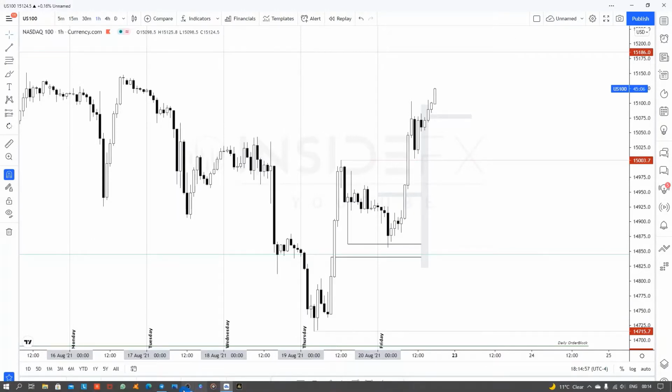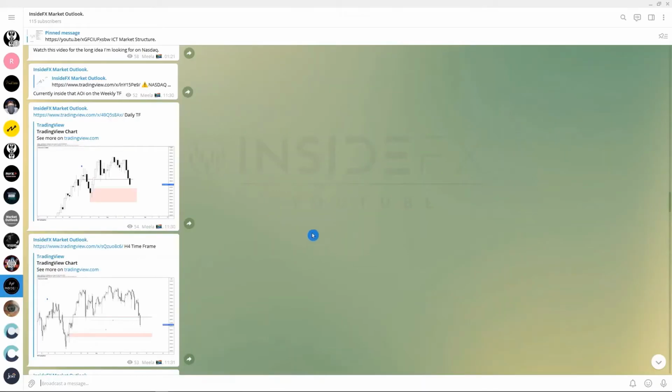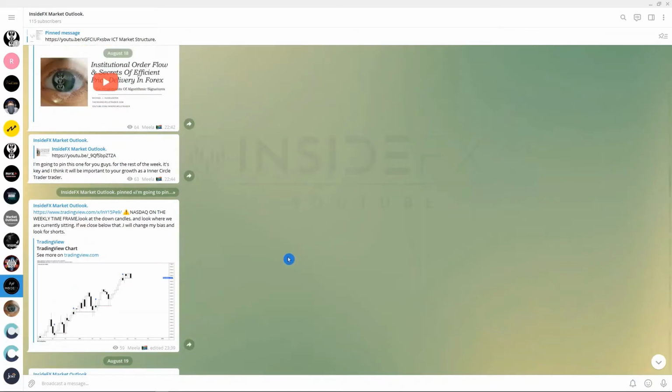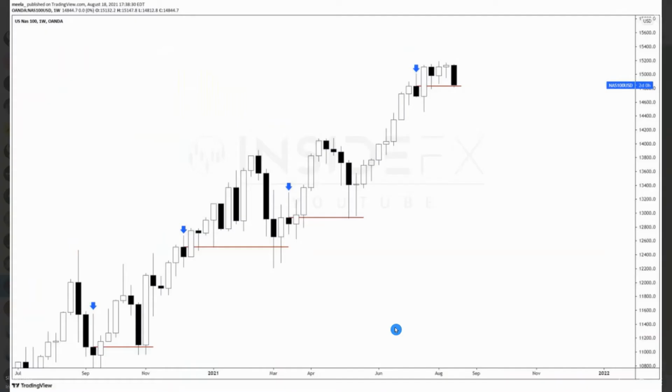All right, so let me just head to the Telegram channel in which I did share this. It was right here. Yeah, so this was the weekly time frame. So I just marked out what every down close candle could potentially be, like this one that we had recently. That's a potential order block that we do have, right? Or that price was at that moment in time.